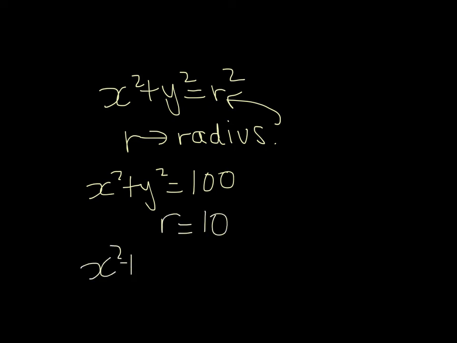X squared plus y squared is equal to 64, and in this situation, our radius is 8.